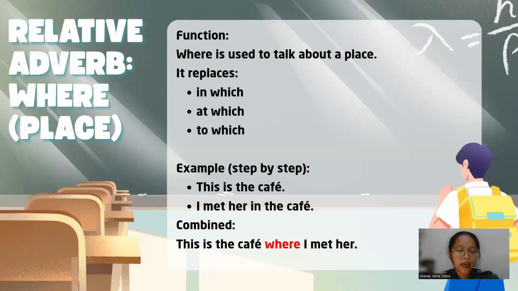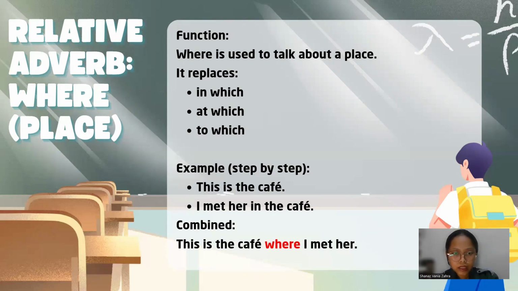Okay. The relative adverb "where" is used to talk about a place. It replaces "in which", "at which", "to which". Example, step by step. This is the cafe. I met her in the cafe. If we combine, this is the cafe where I met her. So "where" is a relative adverb used to talk about the place. Instead of mentioning the place again, "where" helps us give additional information about it.